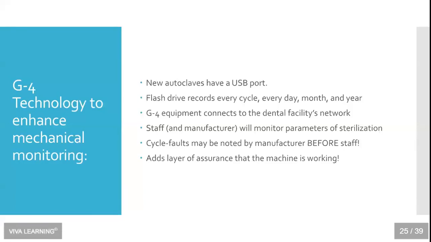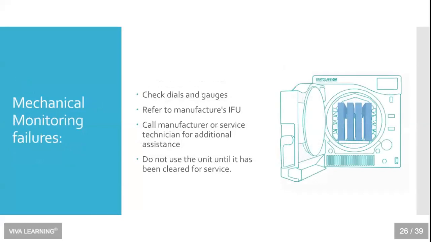And what this does is it adds a layer of assurance that the machine is indeed working and you are indeed validating your process. So if you have a mechanical monitoring failure, number one, you should check the dials and gauges and make sure that everything seems to be working correctly. Of course, refer to your instructions for use.